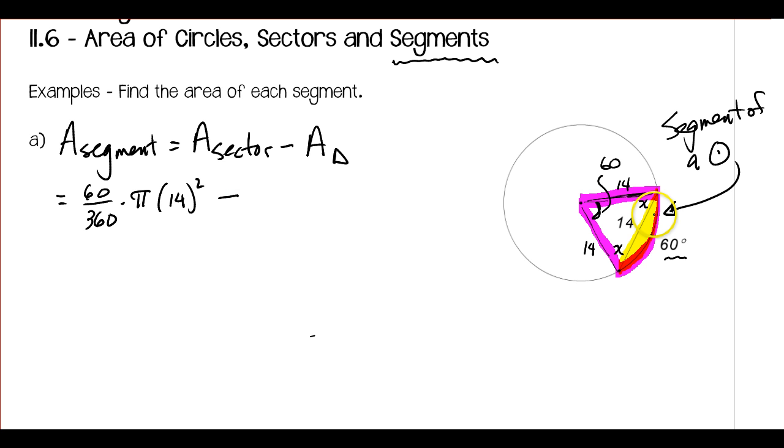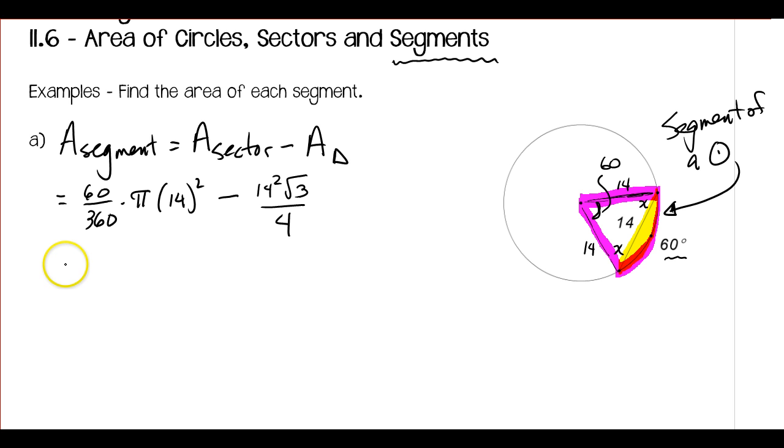Since it's an equilateral triangle, I can use the formula that we talked about before for an equilateral triangle. It's going to be s squared root 3 over 4, so 14 squared root 3 over 4. As always, unless the problem specifically says to answer in a decimal, make sure you answer in terms of pi or in terms of radical. That's called an exact answer.